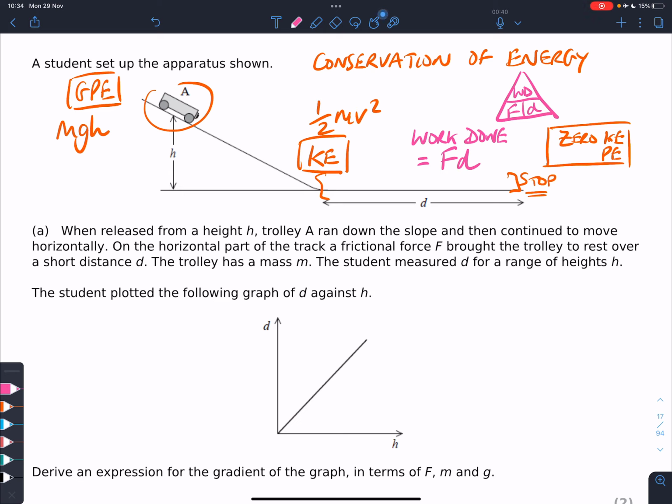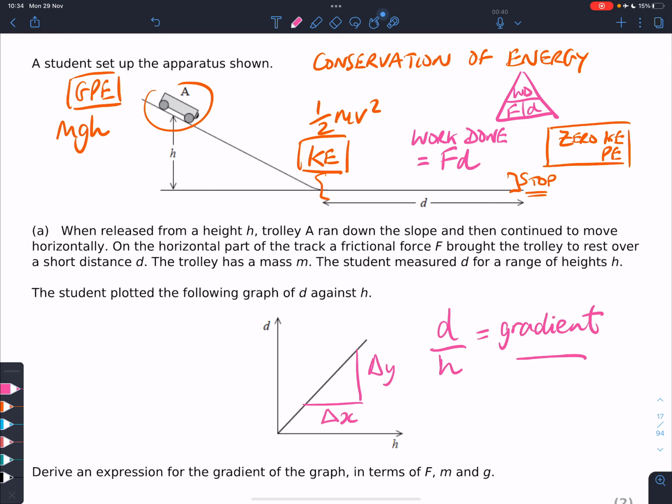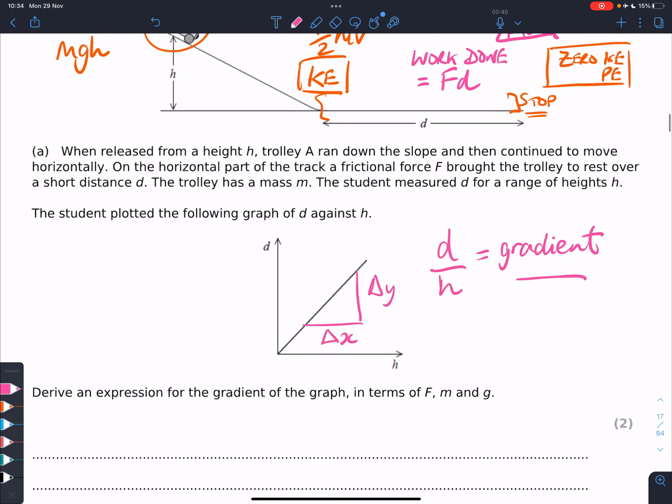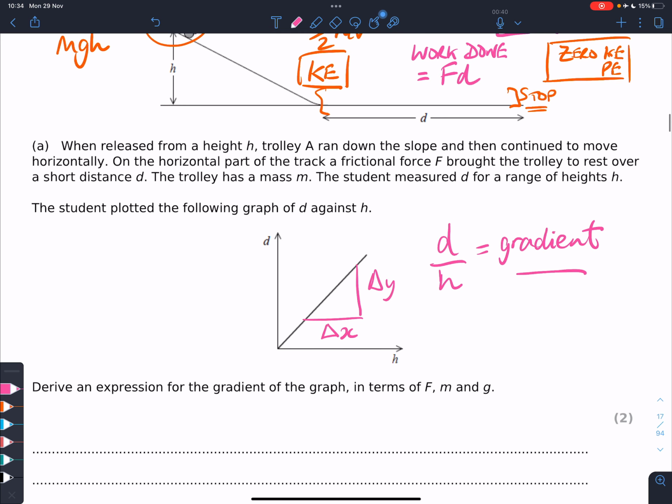They have plotted this d against h graph and they want the gradient. Now the gradient of a graph is equal to the change in the y-axis divided by the change in the x-axis, which is just equal to d over h. So d over h is the gradient, and what they want us to do is derive an expression for the gradient of the graph in terms of f, m, and g.